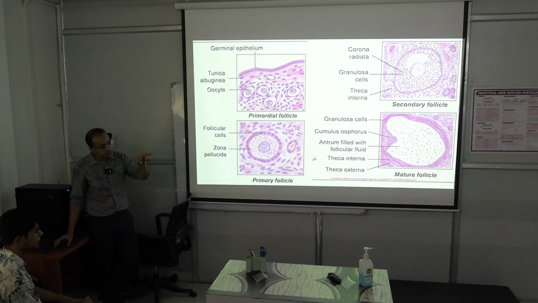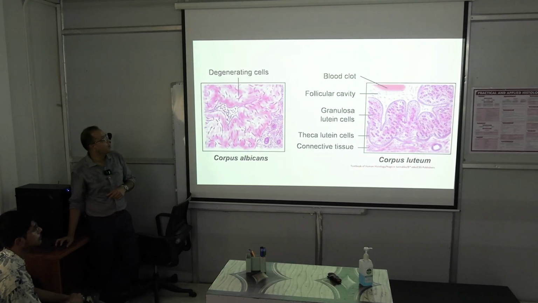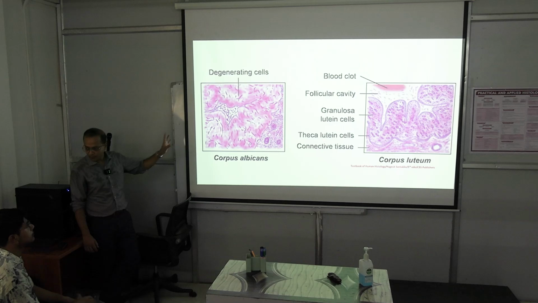If fertilization takes place, this secondary oocyte continues its maturation, which is arrested at metaphase. If it is not fertilized, it is destroyed. Alright, so this is how these things are over. Now what happens to the follicle?